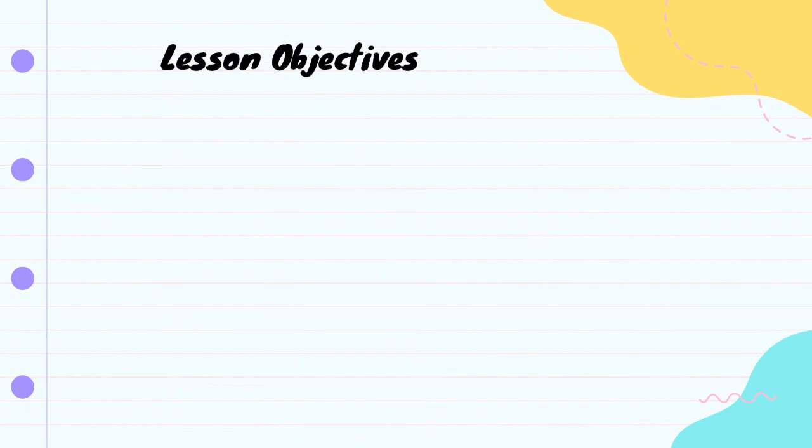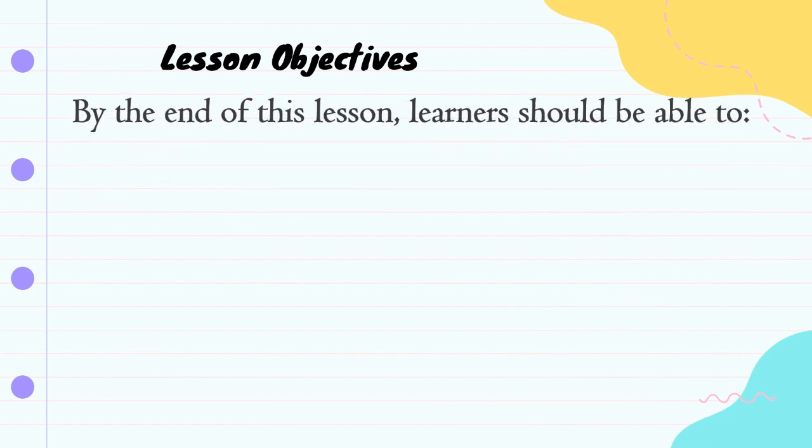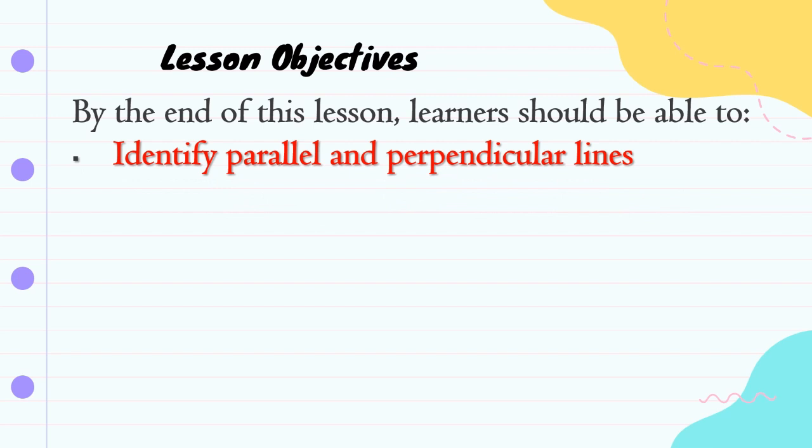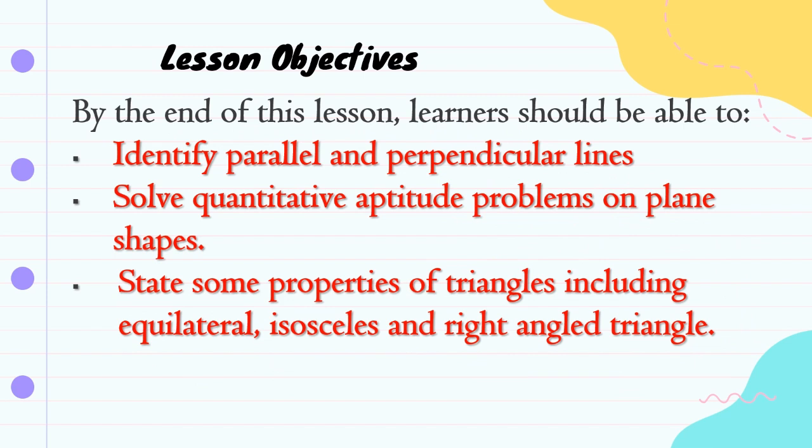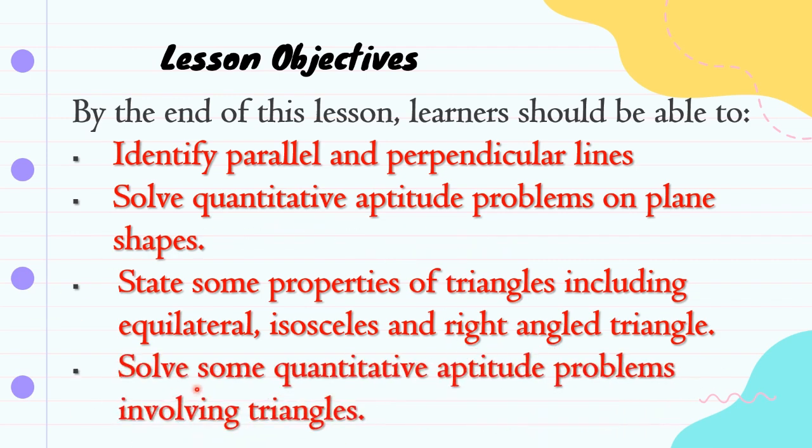What are the lesson objectives we seek to achieve today? By the end of this lesson, you should be able to identify parallel and perpendicular lines. You should be able to solve quantitative aptitude problems on plane shapes. And you should be able to state some properties of triangles, including equilateral, isosceles, and right-angled triangle. Lastly, you should be able to solve quantitative aptitude problems involving triangles.